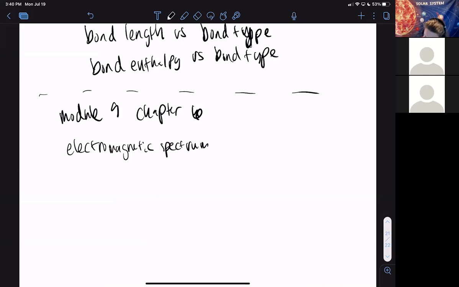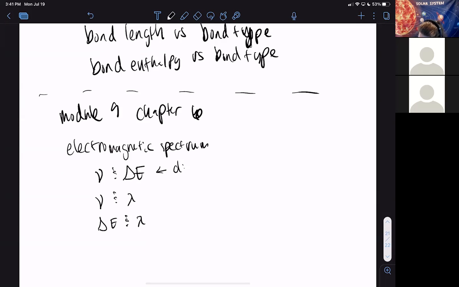You should know how frequency and energy are related. You should know how frequency and wavelength are related, and you should know how energy and wavelength are related. So frequency and energy are directly related. Greater frequency, greater energy, and then these are both inversely related to wavelength. So greater wavelength, lower energy, lower frequency. You should be able to use the equations within this module.